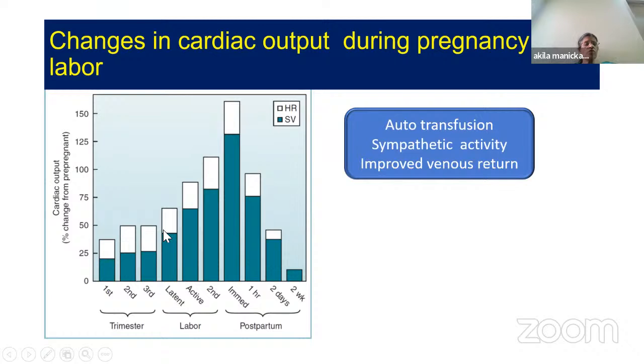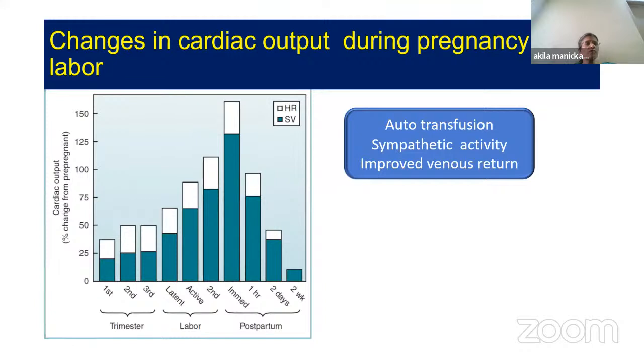Whereas at onset of labor, there is a further increase in your cardiac output, which is roughly 15% during the latent phase of labor, which increases to above 50% during the active phase of labor, and ultimately it increases to around 125 to 150% during the immediate postpartum period. So why is there so much of an increase in cardiac output?